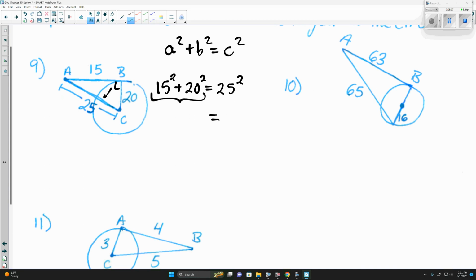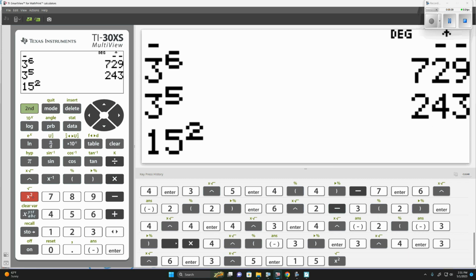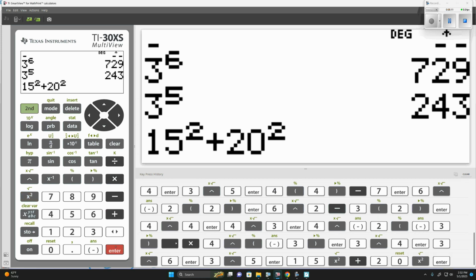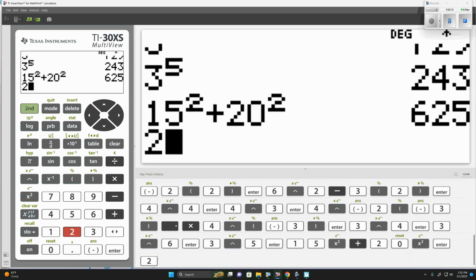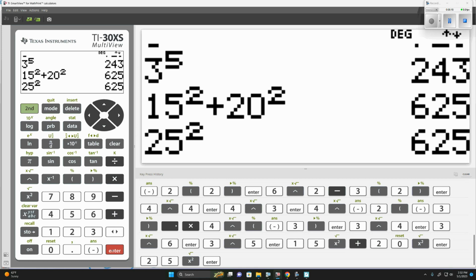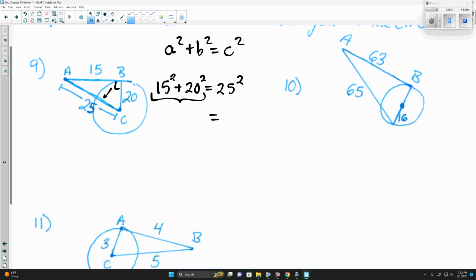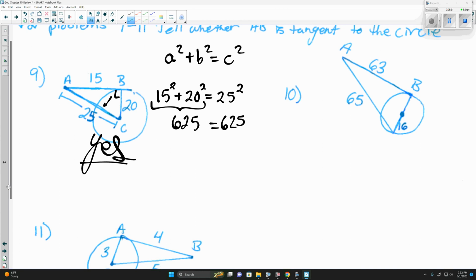Now we can do this in a calculator. 15 squared plus 20 squared is 625. The other side is 25 squared. That is also 625, so yes, it is tangent. Questions on number 9 or 10 or 11? Questions on number 9?